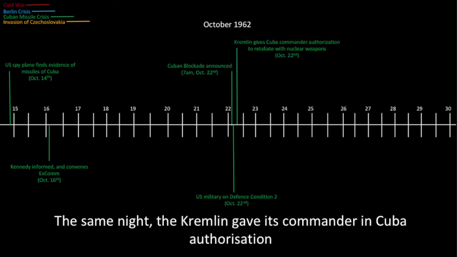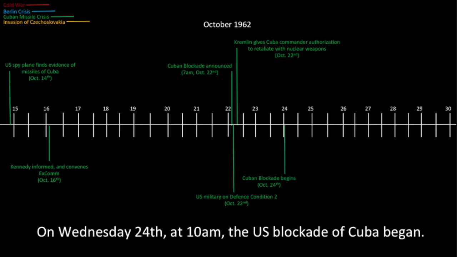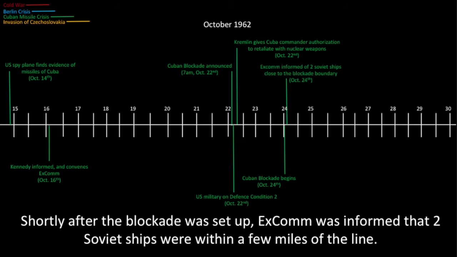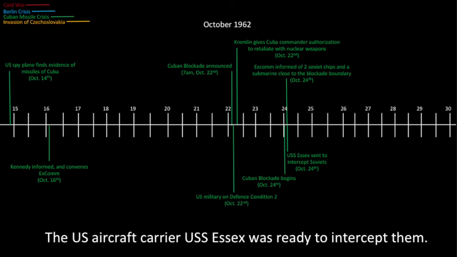The same night, the Kremlin gave its commander in Cuba authorization to launch tactical nuclear weapons if the Americans attempted a landing. On Wednesday 24th at 10 a.m, the US blockade of Cuba began. Shortly after the blockade was set up, EXCOM was informed that 2 Soviet troops were within a few miles of the line. A few minutes later, they learned that a Soviet submarine was positioned between the ships. The US aircraft carrier USS Essex was ready to intercept them.